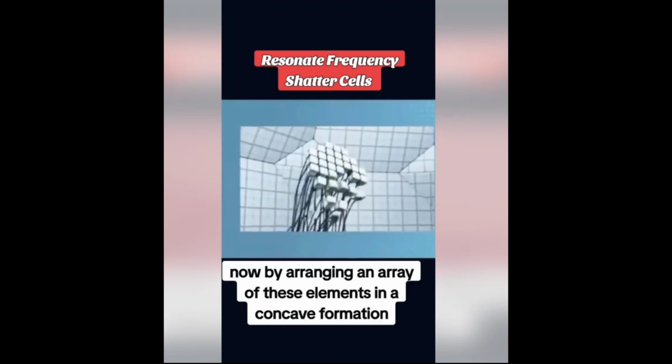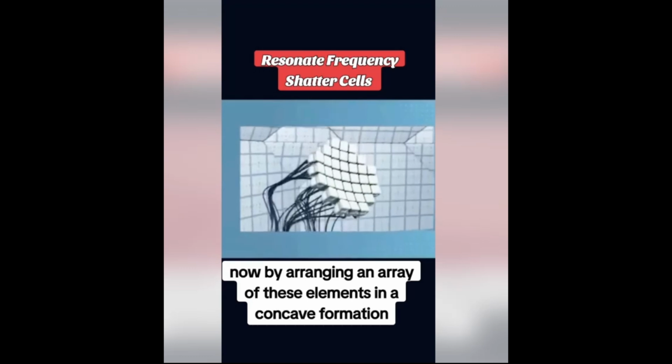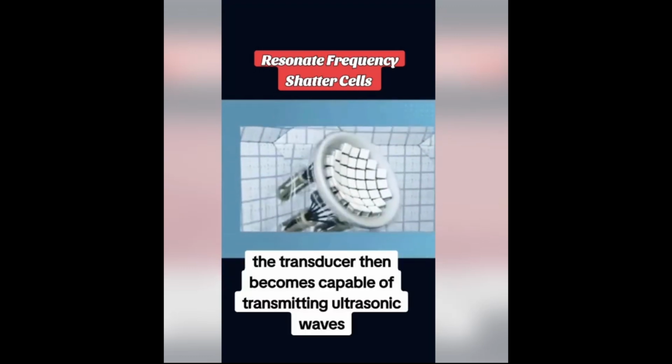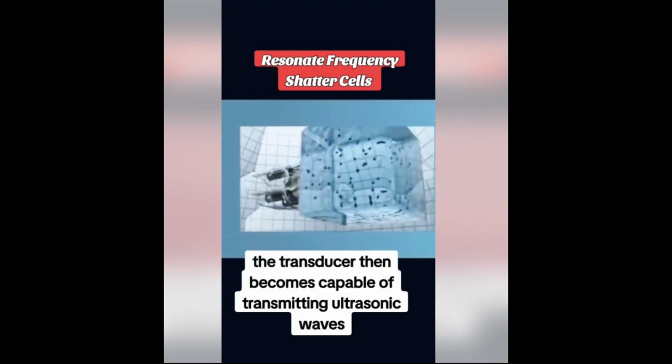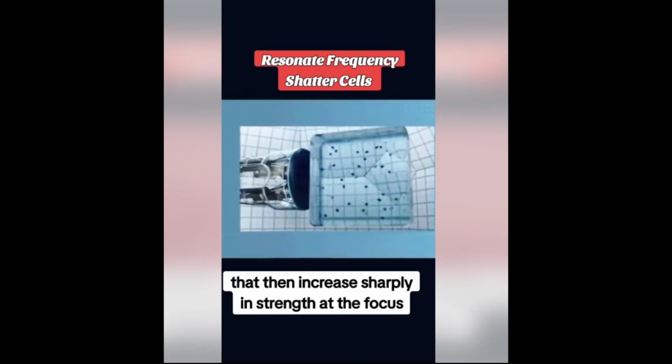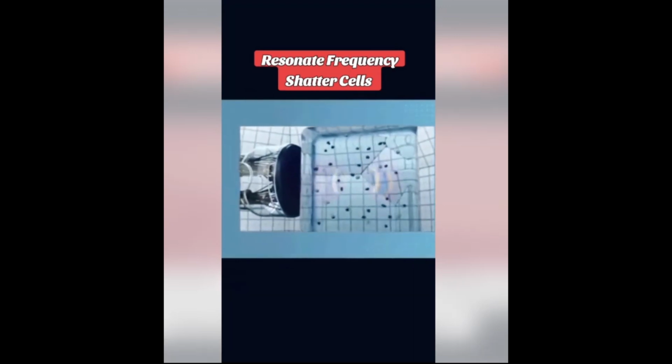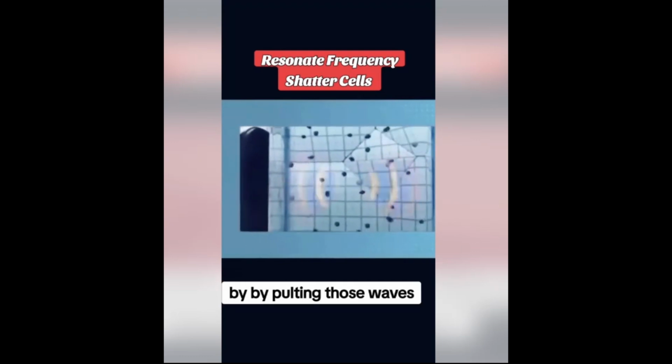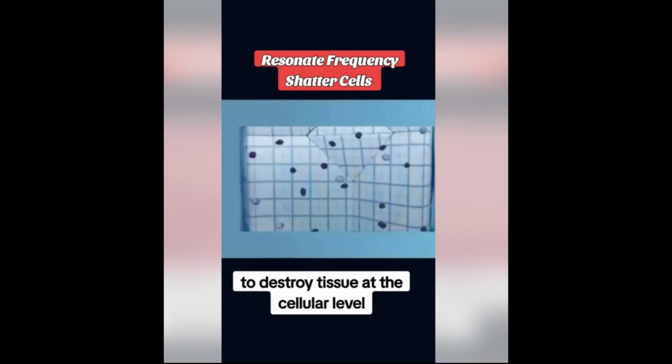Now, by arranging an array of these elements in a concave formation, the transducer then becomes capable of transmitting ultrasonic waves that then increase sharply in strength at the focus. By pulsing those waves, we create the histotripsy effect to destroy tissue at the cellular level.